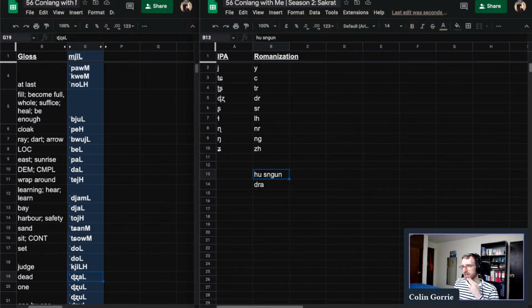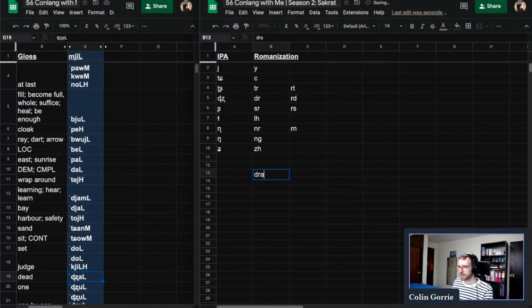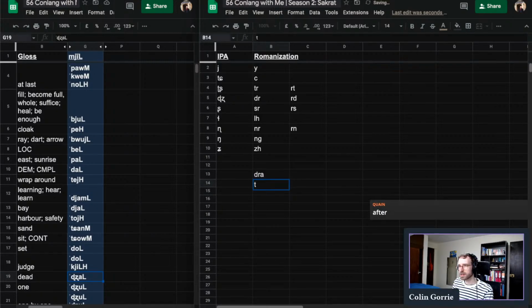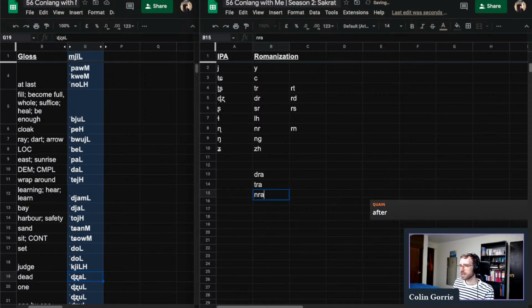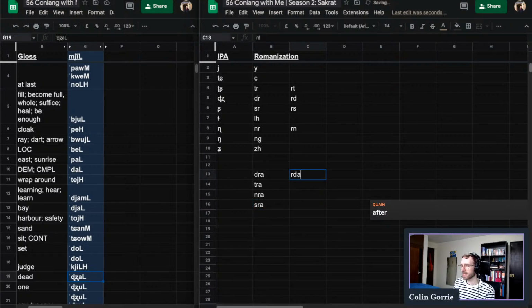So the question is, we could put the R before or after. What do we like better? Let's, for all the retroflexes. So do we like dra, tra, na, sha? Or do we like something like dra, tra, na, sha?